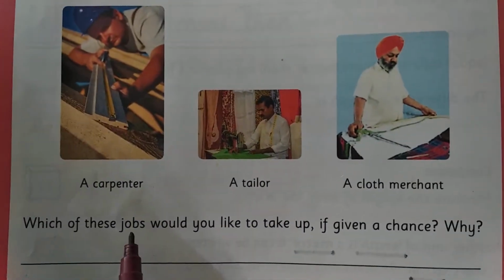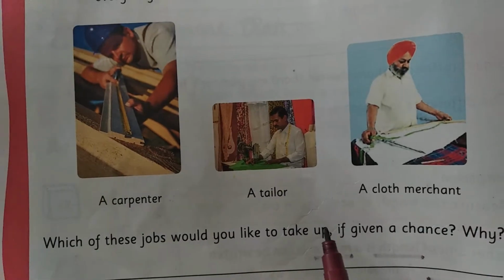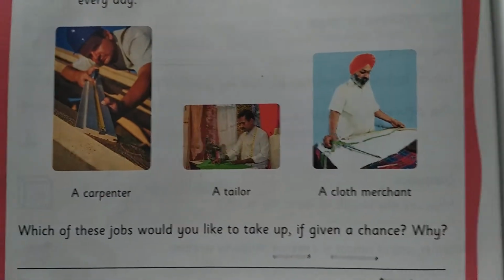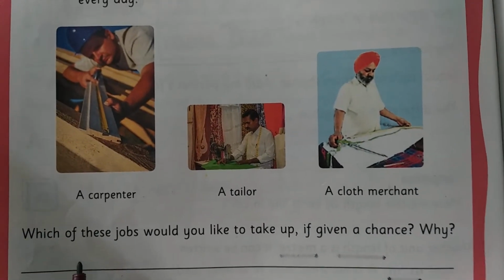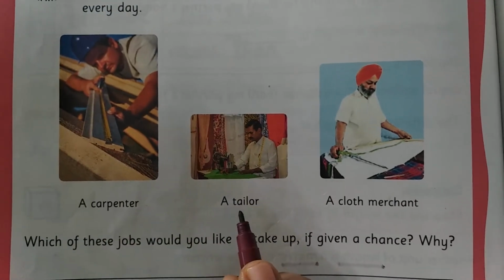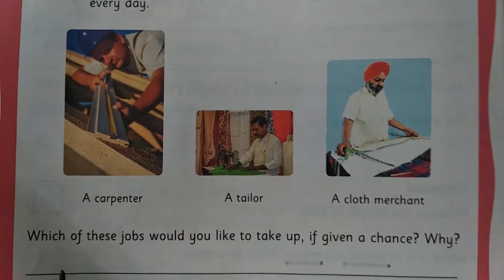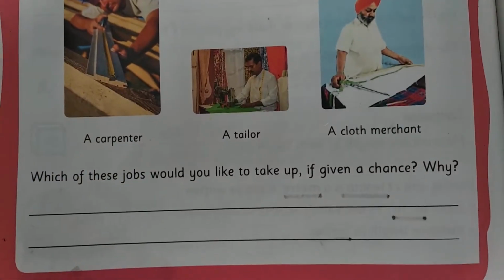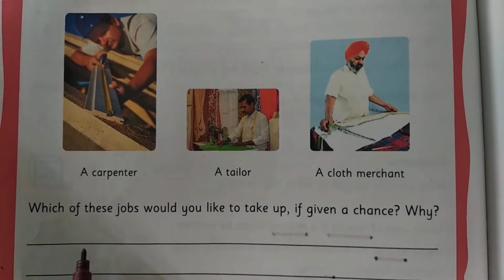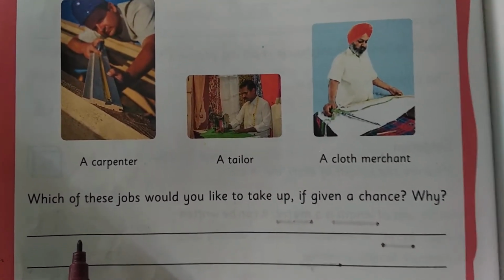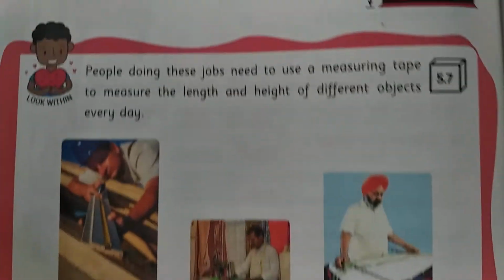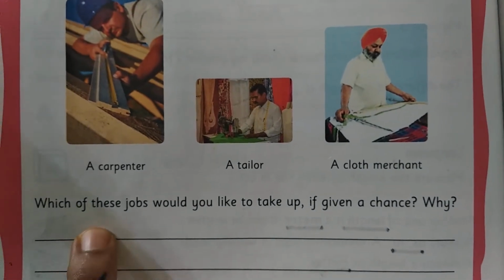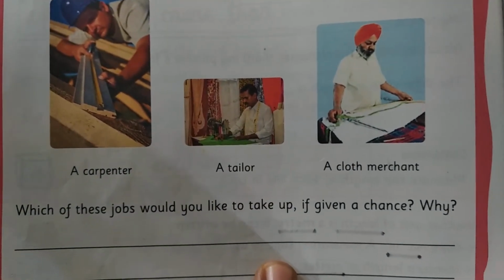See which of these jobs would you like to take up if given a chance? Why? Out of these three, which one you like, you want to write it here. Which job do you like most, either carpenter or tailor or cloth merchant? You have to write it here, and why you like that job, that reason you want to write. You can discuss with your parents, otherwise you can write your own. Sit and complete this with your parents. You can write any job which you like most and the reason why you selected that job.